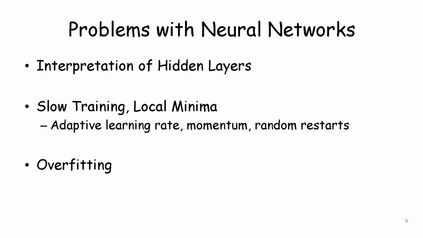Let's now review some issues with neural networks. A disadvantage of neural networks is that the calculations that are captured in the hidden layers are not easy to interpret. For that reason, neural networks are considered black boxes that work well in replicating the desired target values, but they do not provide much insight into how they accomplish that.